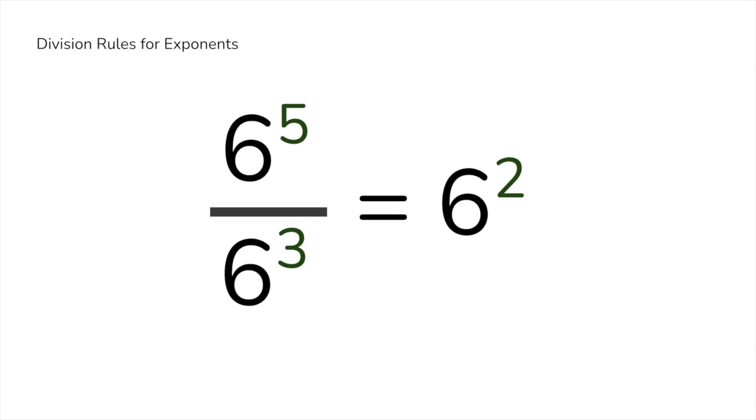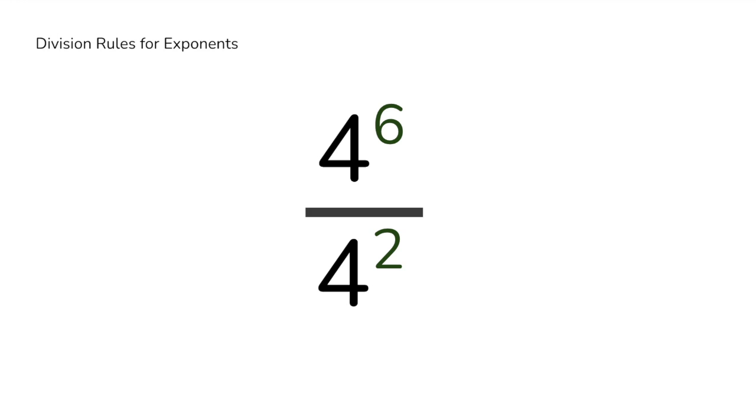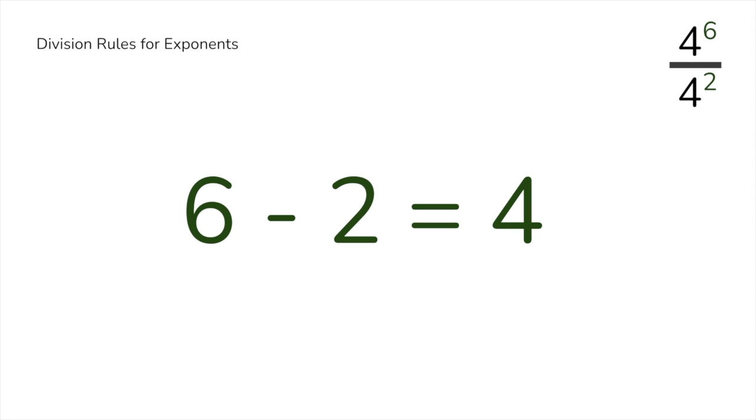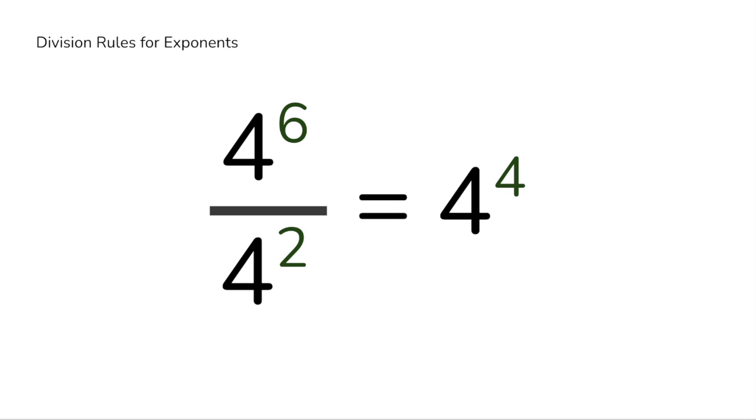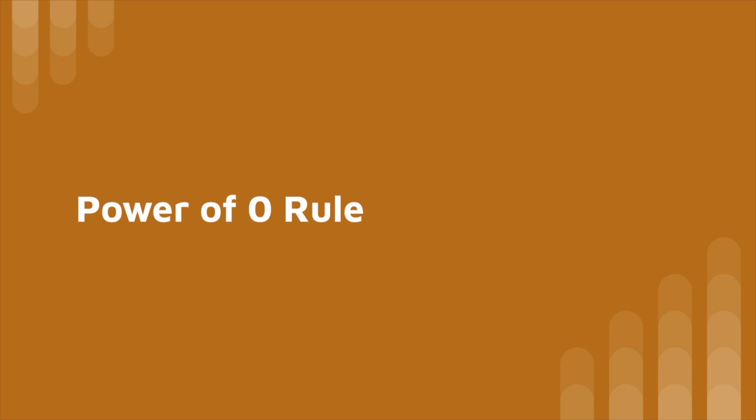Let's look at another problem. 4 to the power of 6 divided by 4 to the power of 2, or 4 squared. The bases are the same, being 4, so what we do is we subtract 2 from the 6 to get 4 as our exponent value, meaning that our final answer would be 4 to the power of 4. Now we've been looking at rules that apply when our exponent is positive, but now let's look at what happens when our exponent is equal to 0.